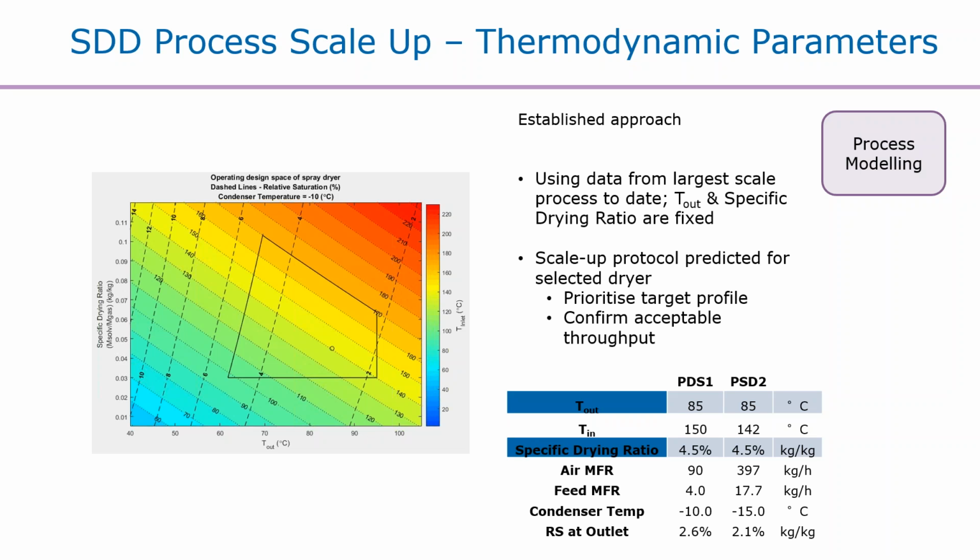On the left, what we have is that outlet temperature graphed as a function of specific drying ratio, which is the mass feed rate of the solvent over the mass feed rate of the drying gas, with contours showing our outlet temperatures and relative saturation of the solvent. And the box really represents what we believe is an operable space, and the dot in the middle actually represents our target condition.